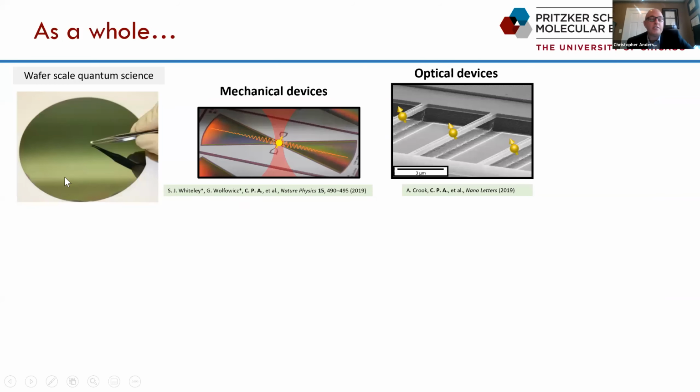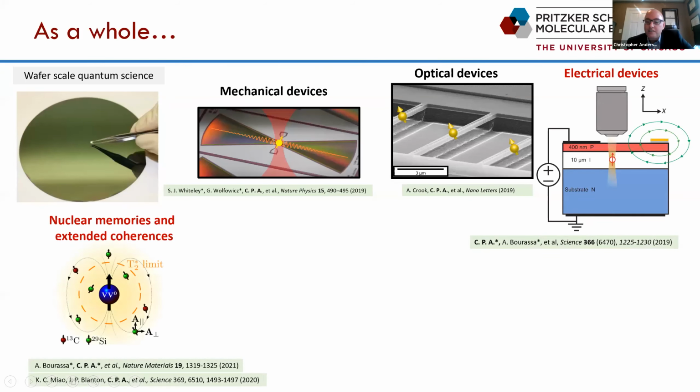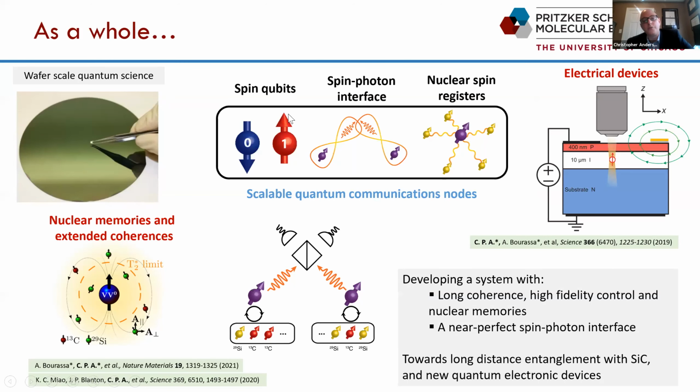So as a whole, I hope I've convinced you that we have this really exciting platform for doing wafer-scale quantum science. We can create mechanical devices to manipulate our spins, optical devices to enhance their properties. We can create electrical devices that give us new opportunities. We can isolate and control nuclear spin memories and extend the coherence times of our spin qubits. All of which combined gives us this really exciting platform for doing scalable quantum communication nodes.